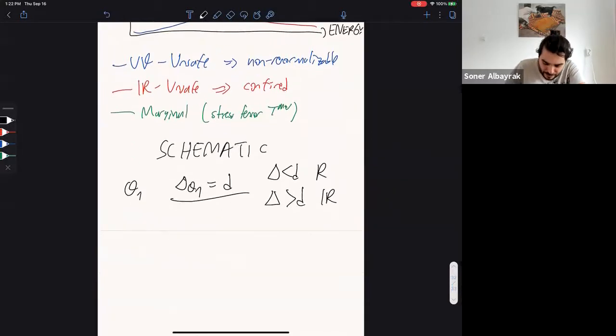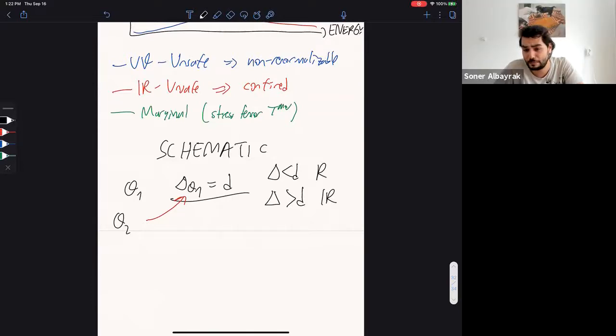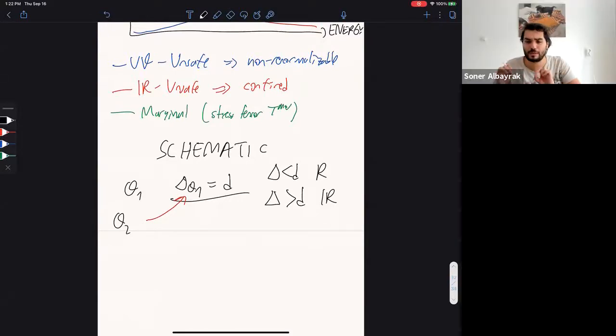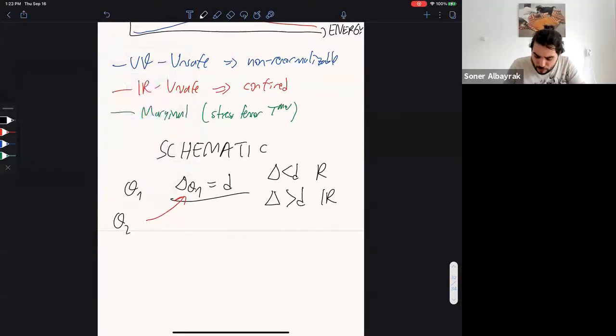But the problem is, if there's another operator O2 in the spectrum, it will make a contribution. The existence of O2 will make a contribution to this scaling dimension, delta O1. But here's the problem: there are infinitely many operators in a CFT. They're not finitely many. If it was finitely many, you would argue, let me tune all of them. This whole discussion is generically true for any theory, not necessarily CFTs.